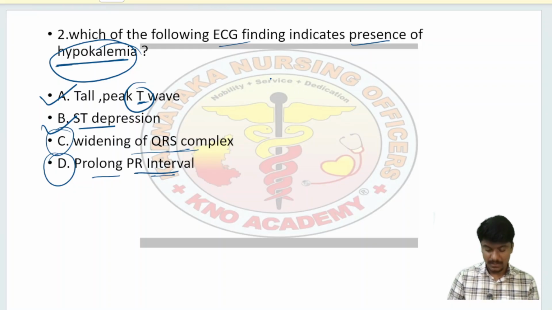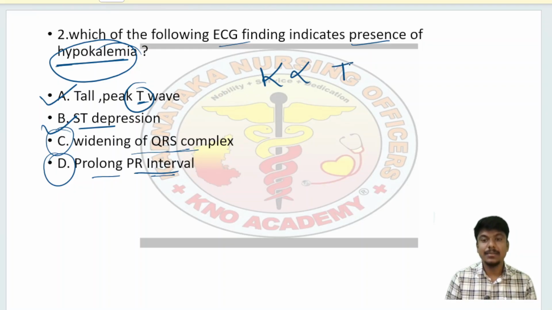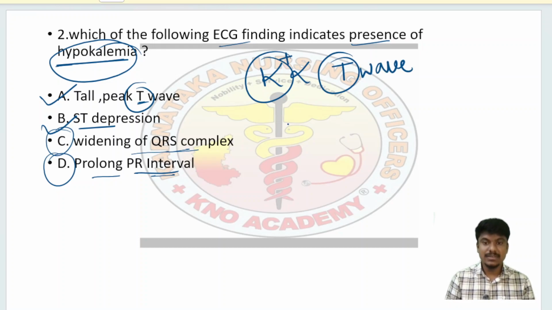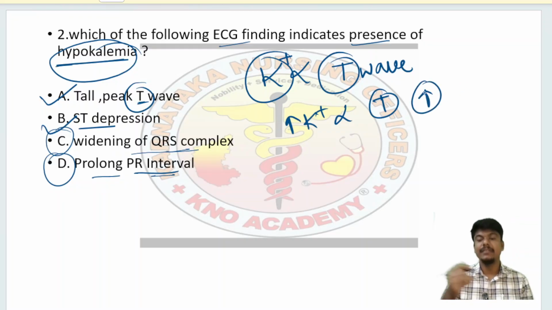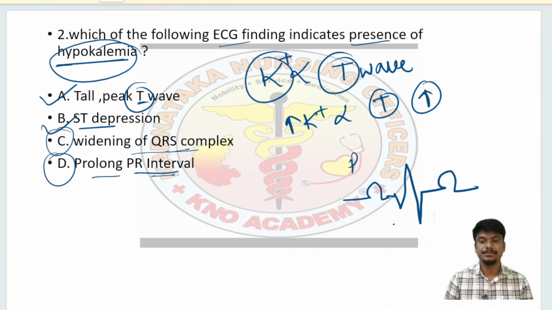Potassium is directly proportional to the T wave. Means when there is hyperkalemia, when there is more potassium, your T wave will be tented, will be peaked. This is your normal ECG: P wave, Q wave, R wave, S and T. This is a normal ECG.